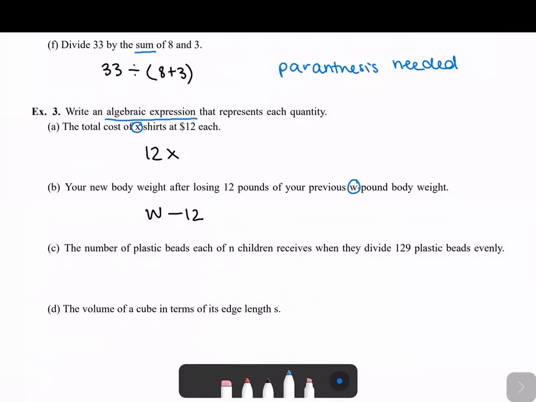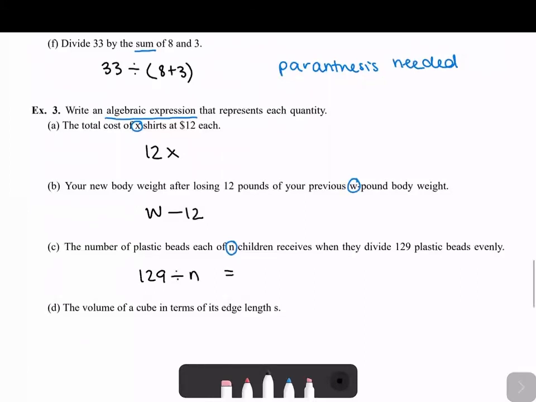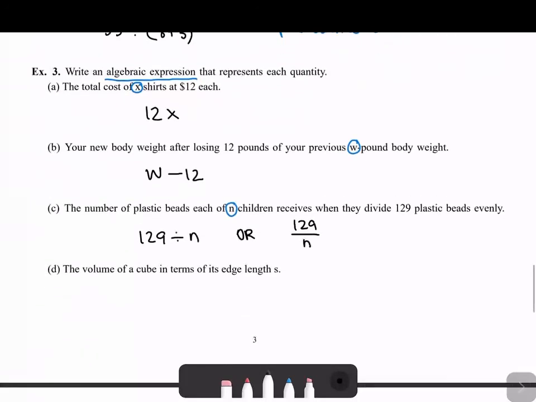The next one, the number of plastic beads each of N children receives when they divide 129 plastic beads evenly. So we're taking 129 beads and dividing them among N children. Well, I'll write an "or" here, which is the same thing as 129 over N, right? These are the same thing, so you can write them in any way you prefer.